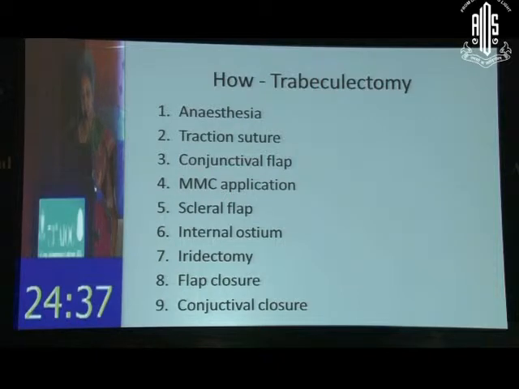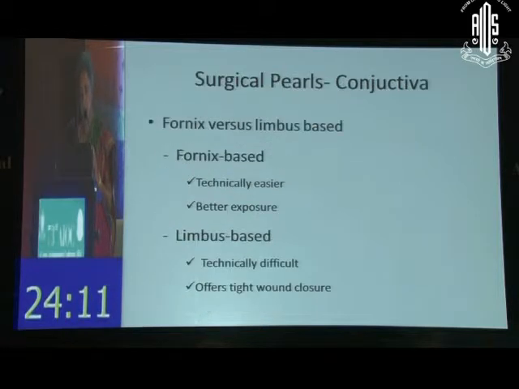Usually it is done under local anesthesia, and a traction suture is important to have good exposure. The next steps are the conjunctival flap, use of the antimetabolite, scleral flap dissection, internal ostium, iridectomy, flap closure, and conjunctival closure. These are the steps. I'm not going to go into the details of every step, but 2-3 points are important and need to be emphasized.